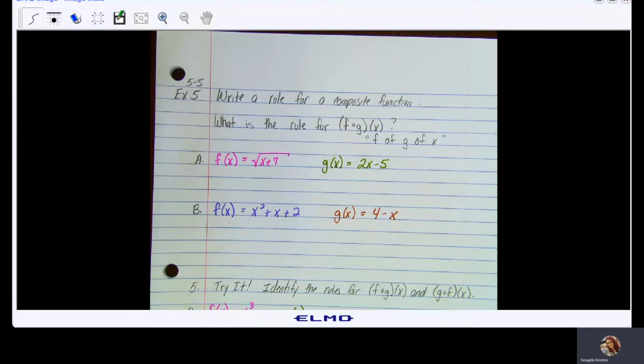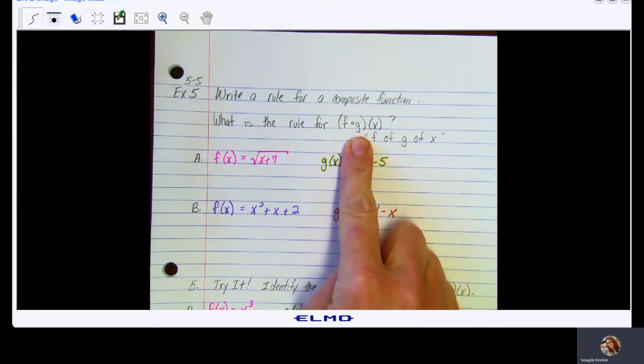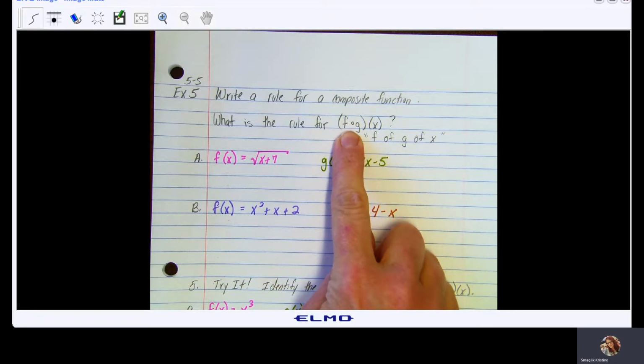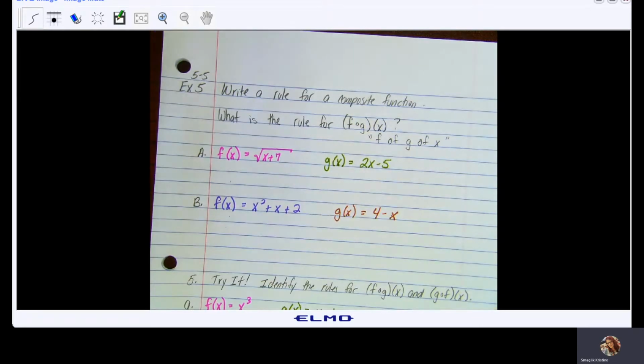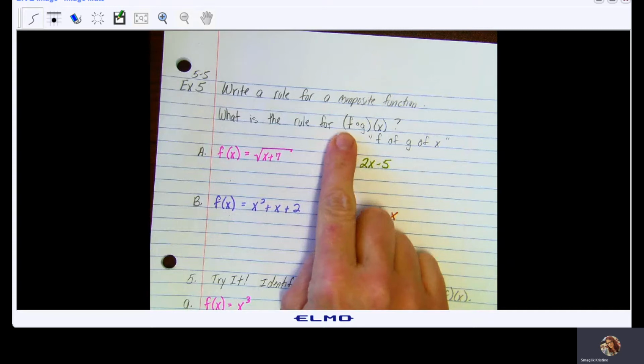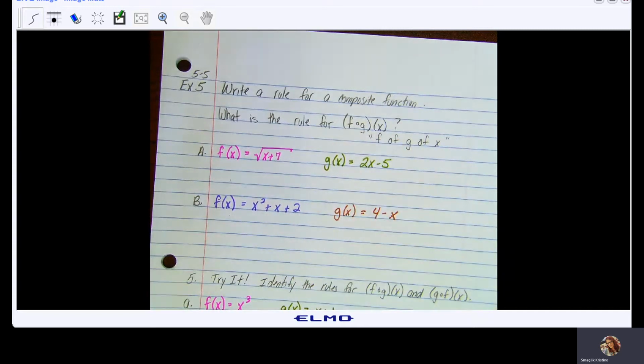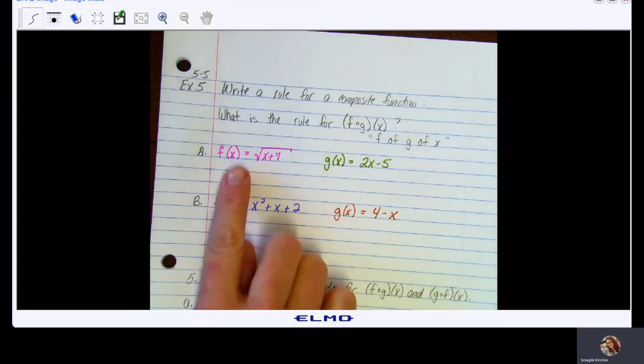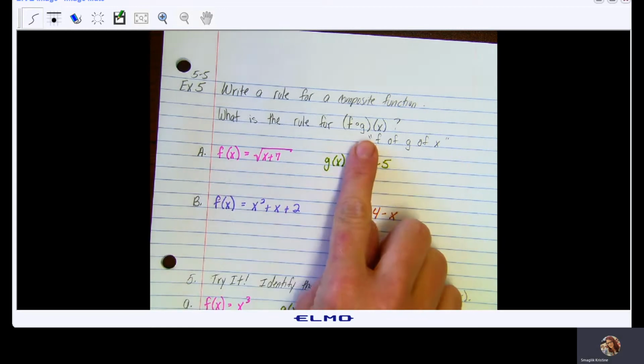Let's take a look at topic 5.5, example 5, and we are going to write a rule for a composite function. So what is the rule for f of g of x? And now we see some unusual notation. This is new notation. That is not an O in the middle. That is just a tiny circle, and that is a symbol that we use for a composition of functions. This is read as f of g of x. So here we go. We are going to find the rule for f of g of x.